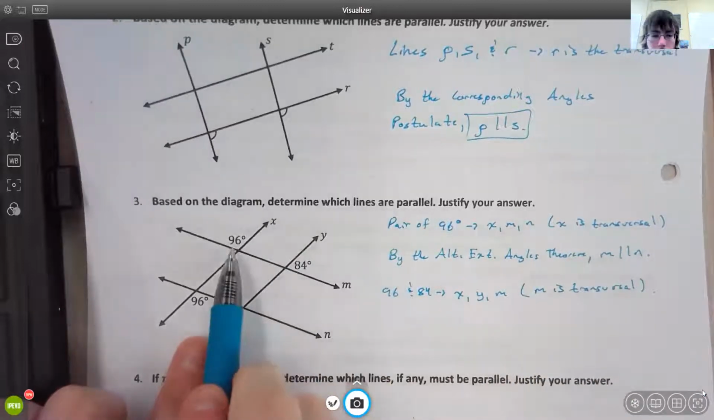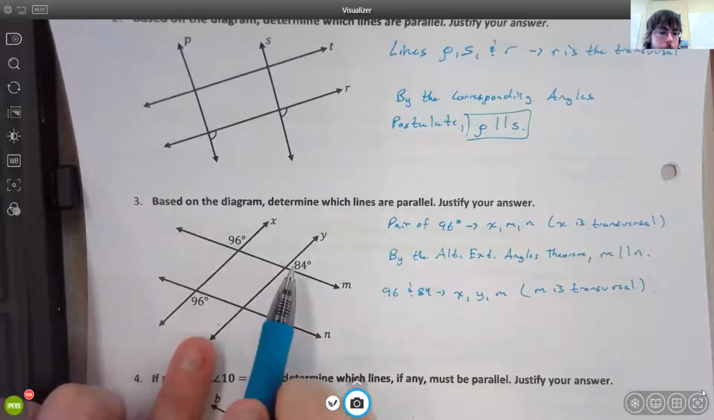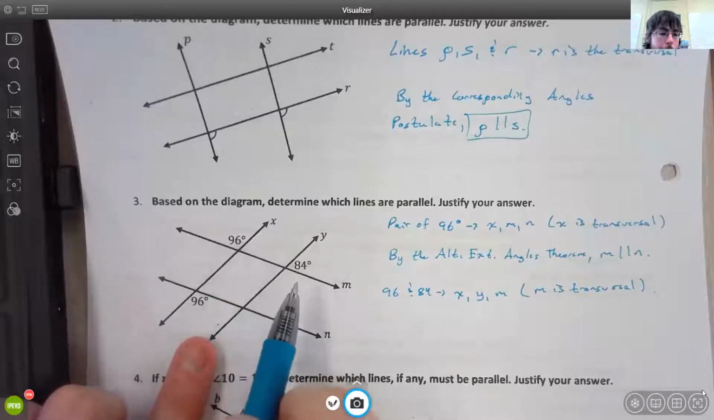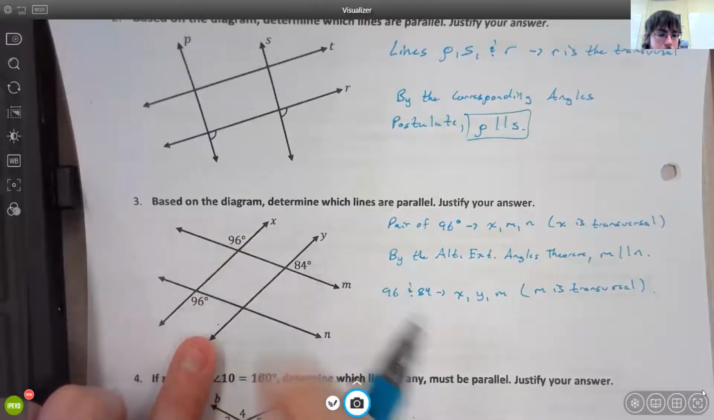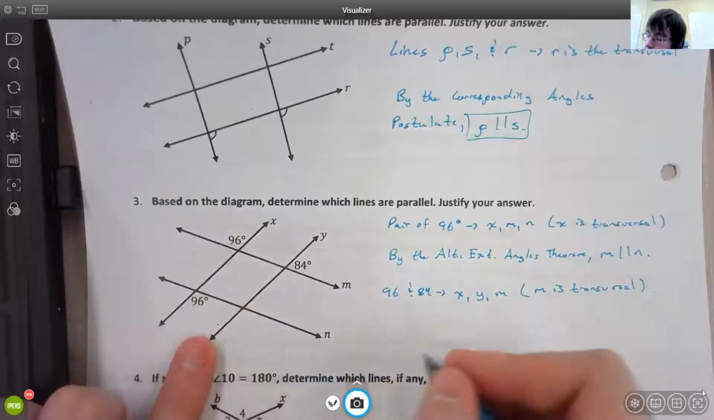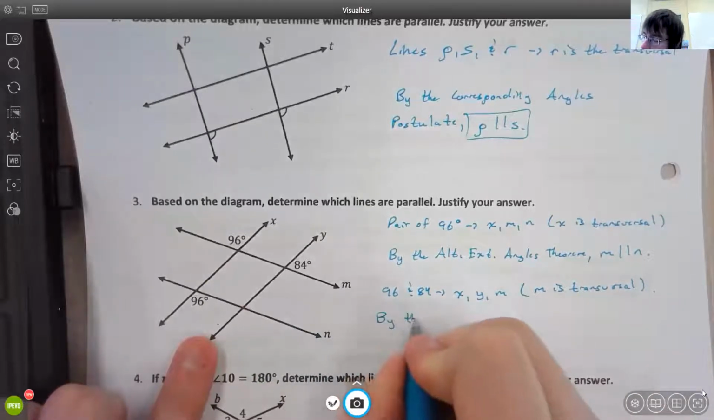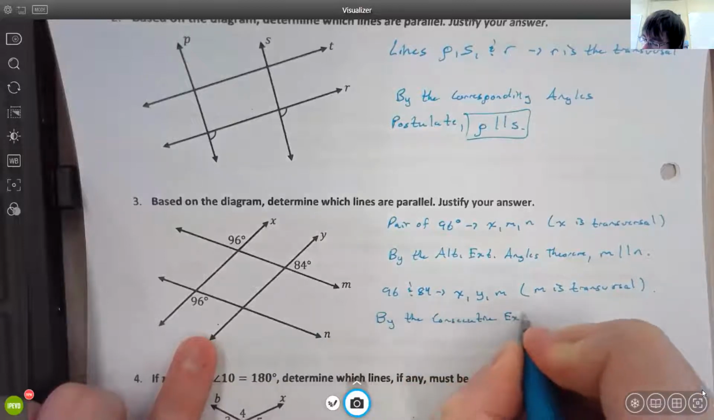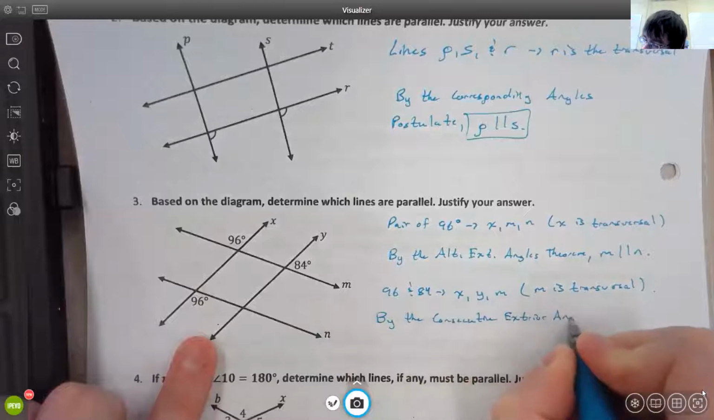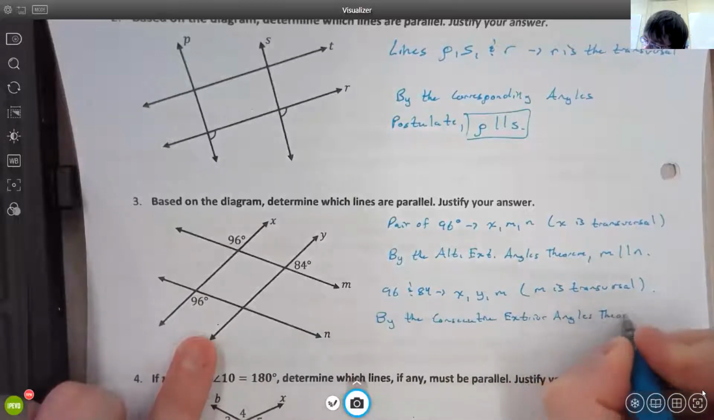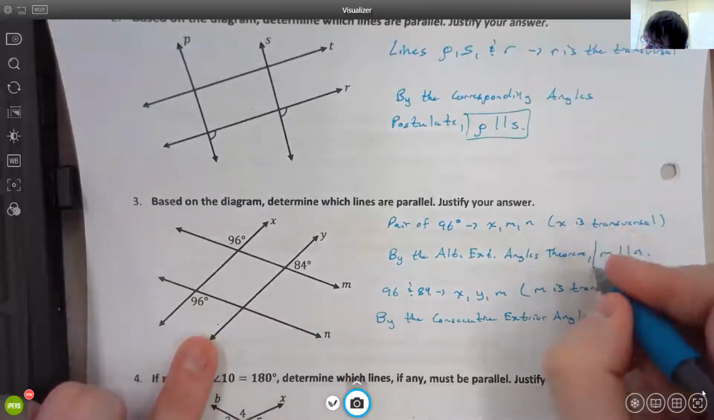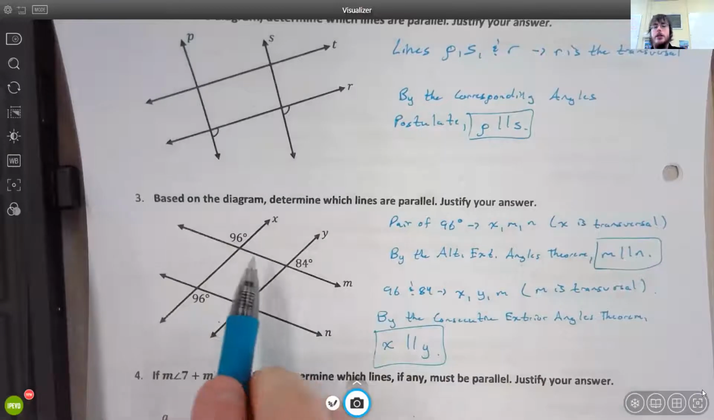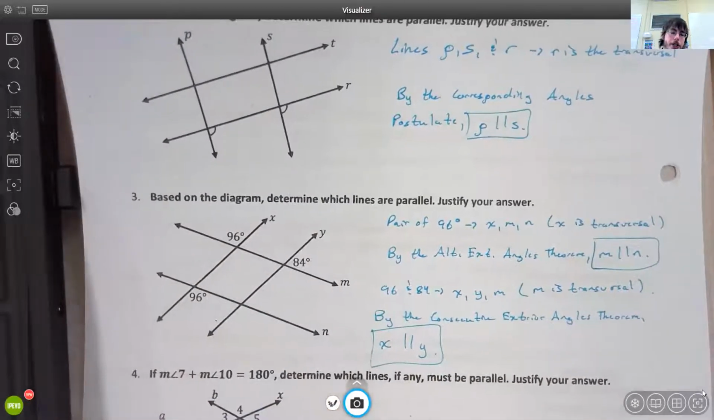Well, these are consecutive exterior angles. And if we take 96 and add 84, we get 180, which means they are supplementary. Consecutive exterior angles should be supplementary. So by the consecutive exterior angles theorem, X is parallel to Y. So both sets of lines are parallel in this diagram.